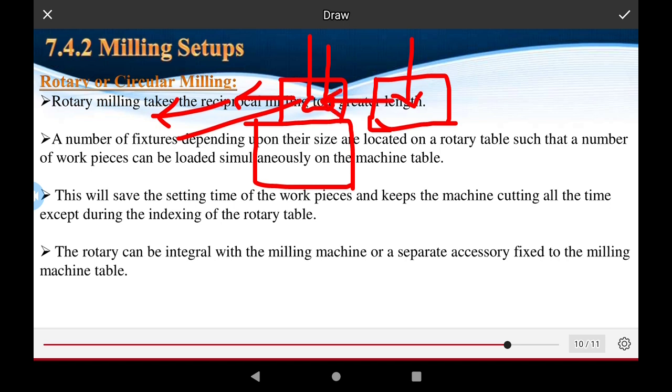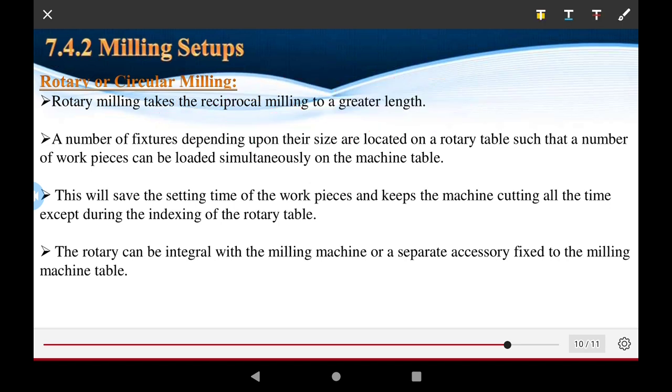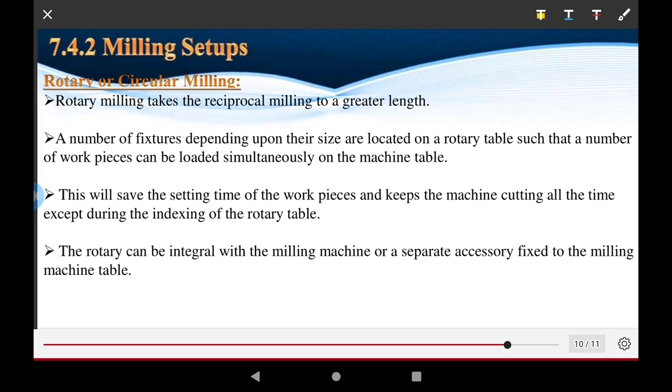Okay, the tool continues to perform the work. Okay, once this job is finished, this job is also rotated to these positions. Okay, and the tool continues the operations. Okay, and this job is also complete, and this job is not completed, but another job is ready for these operations. Okay, and this is the continuous operation.